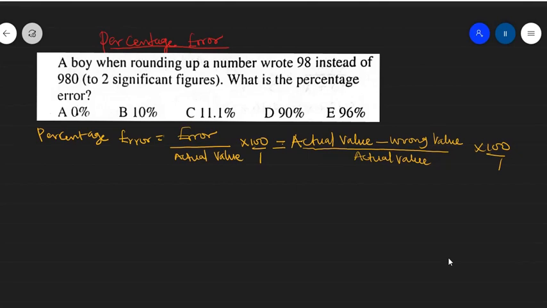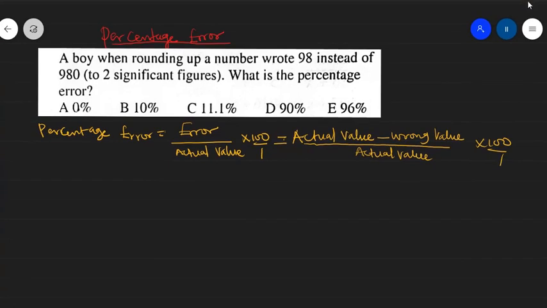Now, percentage error is basically the deviation of a value from the correct value. So when you say somebody has erred, the person or something has deviated away from the correct value. I'm going to look at it from the mathematical perspective. In mathematical terms, it just means the actual value minus the wrong value over the actual value times 100 over 1. So have that in mind, every other thing is secondary.